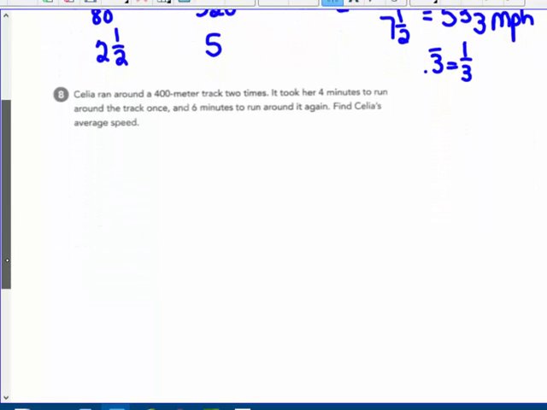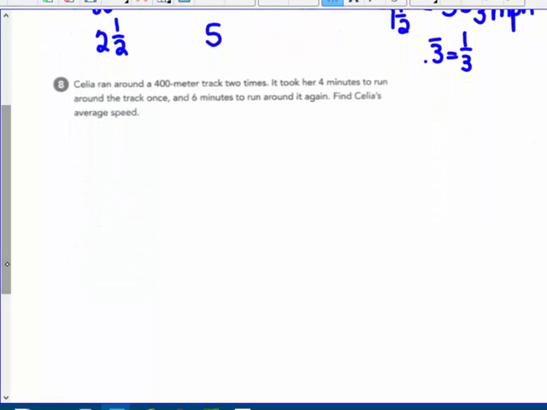And the last problem. Celia ran around a 400-meter track 2 times. So I'm going to multiply that by 2 to get 800 meters. It took her 4 minutes to run around the track once and 6 minutes to run around it again. So her total time is 10 minutes. So find Celia's average speed.